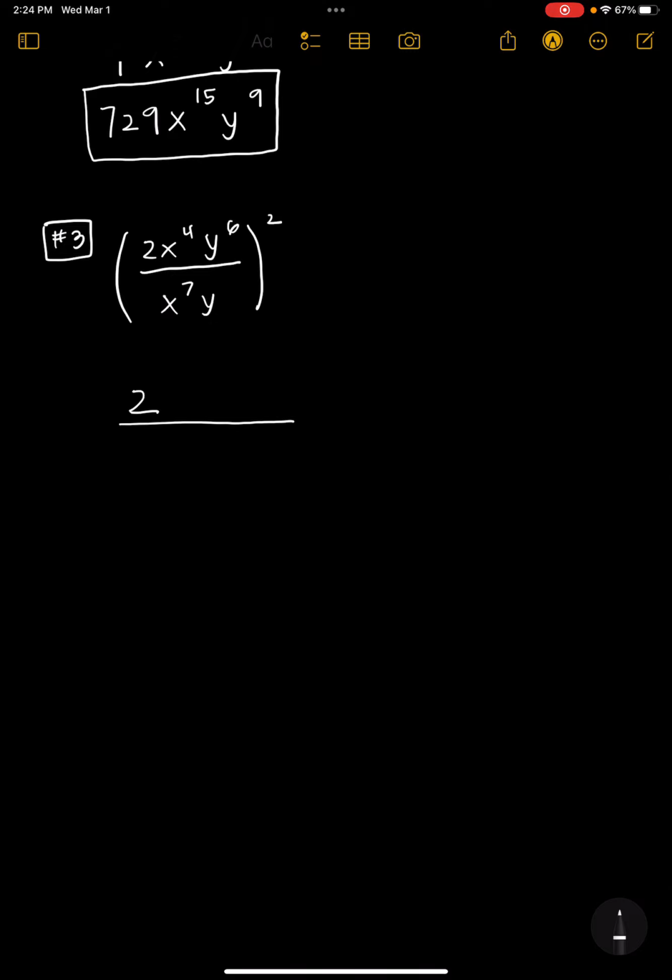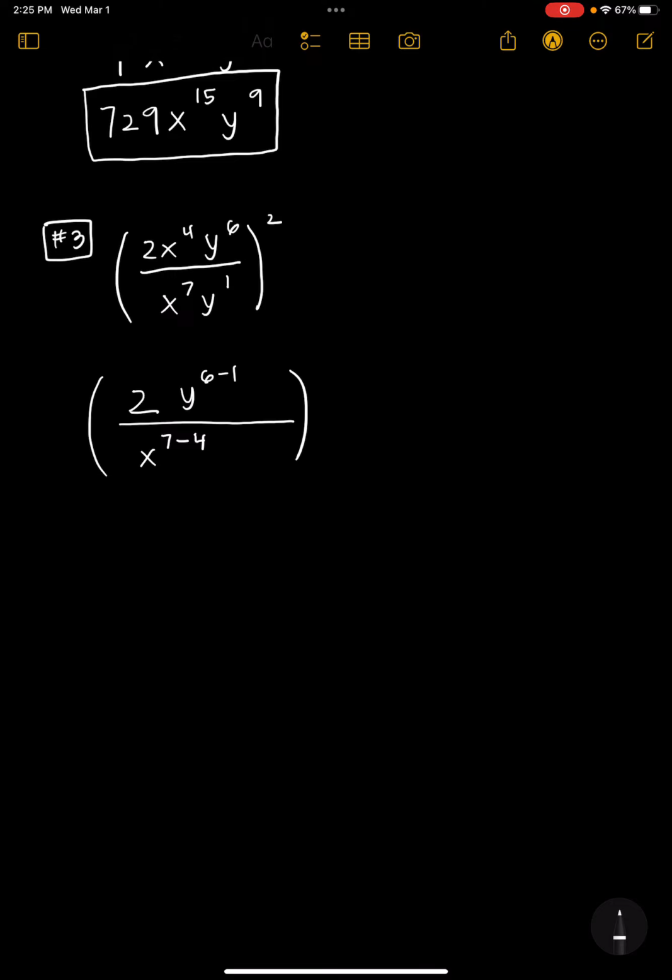Then for our x's, we're looking for the highest exponent. The highest exponent is 7. It's on the bottom, so I'm going to leave the x's on the bottom. It'll be x to the 7th minus 4. And then for our y's, this bottom one is y to the 1st because it doesn't have an exponent. And because the y on the top has the highest exponent, we leave the y's on top. So y to the 6th minus 1.